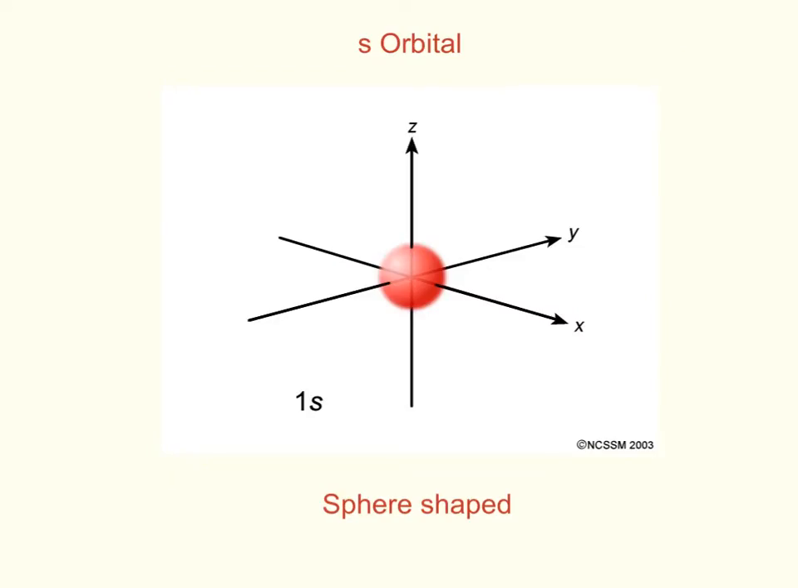The first orbital is called the s orbital, and it is shaped like a sphere, which we see in the diagram here. Remember, the atom is not one-dimensional, it's three-dimensional, and so we're not looking at a circle, but more of like a ball shape, where the electron is going to be spinning very quickly around the nucleus of the atom.